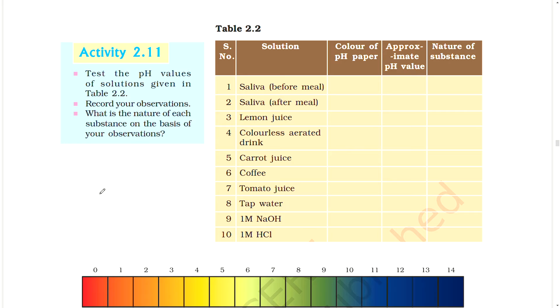1. Saliva before meal. 2. Saliva after meal. 3. Lemon juice. 4. Colorless aerated drink. 5. Carrot juice. 6. Coffee. 7. Tomato juice. 8. Tap water. 9. 1 ml NaOH. 10. 1 ml HCl.